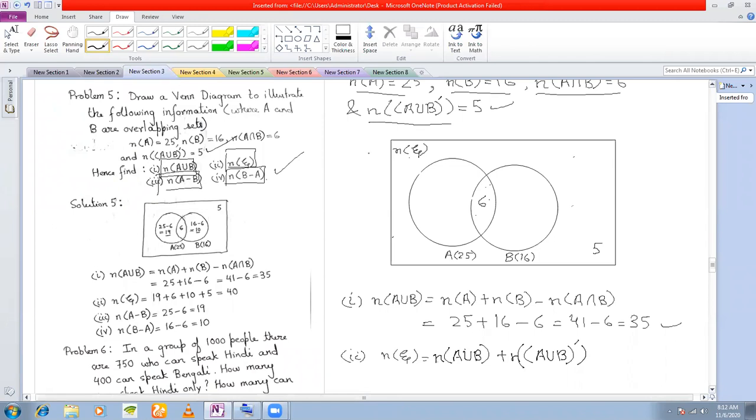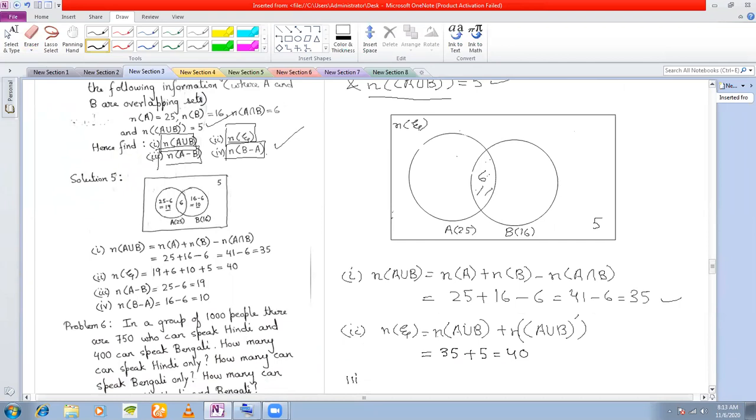Yes, sir. Cardinality of A union B means whatever region is there inside the circles. Okay, all this part. And cardinality of A union B complement means all these regions outside the circle. That means this will give you the cardinality of xi, right? So that is why we use cardinality of A union B. So this is cardinality of A union B, we just found out to be 35, and cardinality of A union B complement is 5. This gives us 40.